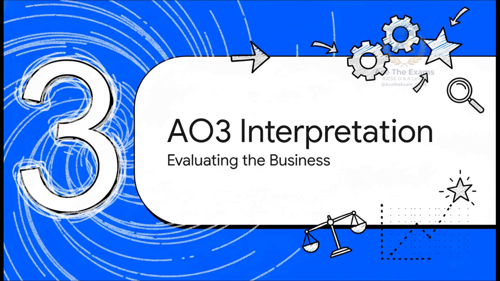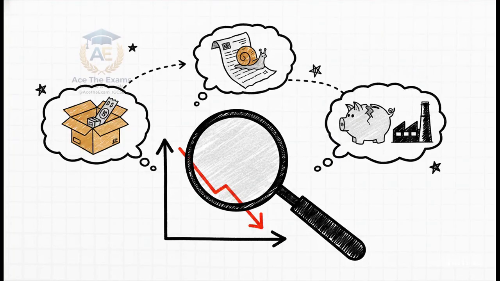Shifting gears now, let's look at Section 3, AO3 Interpretation. Calculating the numbers is literally just the baseline. Interpretation is the real goal here. Say your current ratio drops drastically from a healthy 2.5 to 1 down to a really risky 1.1 to 1. An A-star candidate doesn't just state the drop, they debate the cause and effect chains.